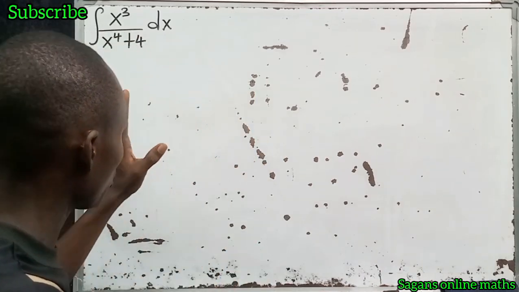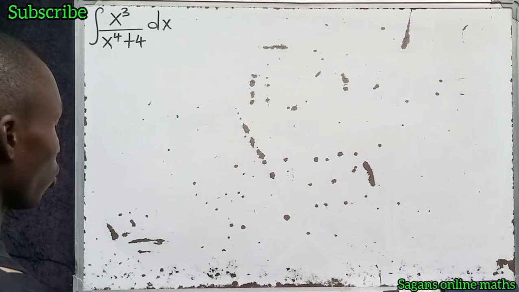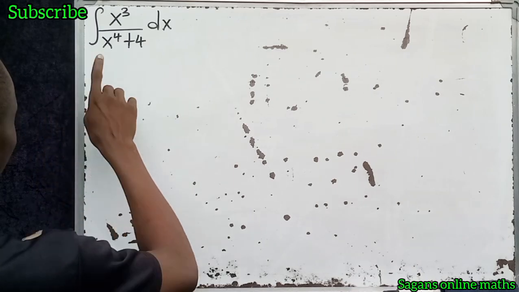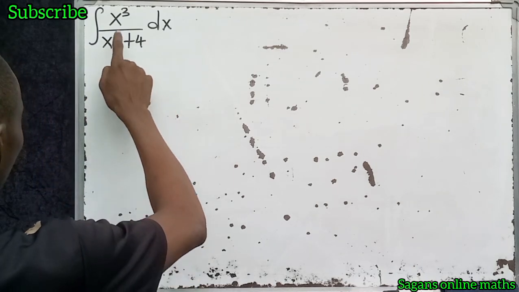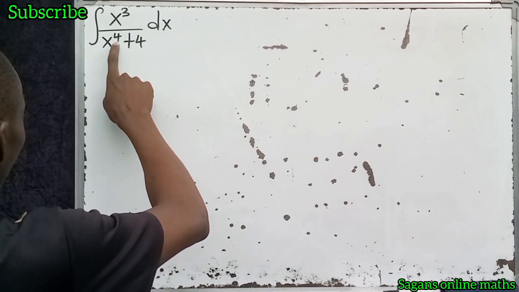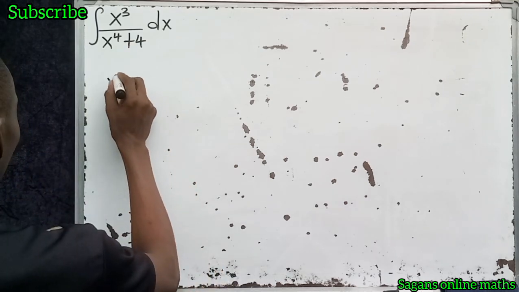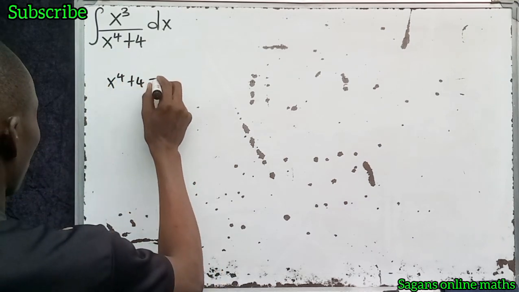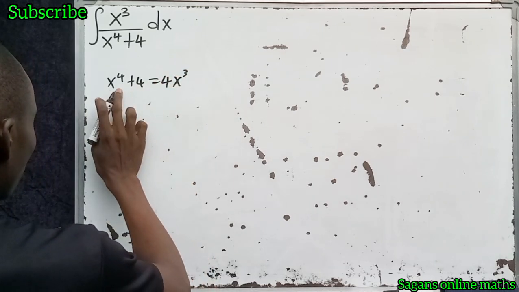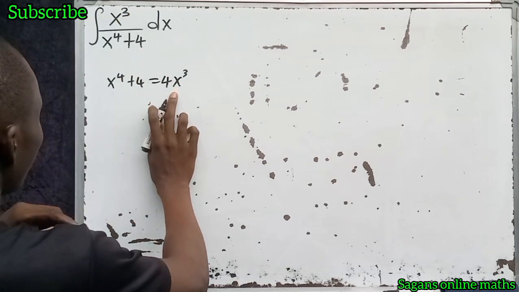Now, this is the function given, and we have x to the power of 3 divided by x to the power of 4 plus 4. Whenever you differentiate the denominator and it looks exactly like the numerator, just take the natural logarithm of the denominator. But here, if we differentiate x to the power of 4 plus 4, we are going to have 4x to the power of 3. So the derivative of the denominator is this, but the numerator here is x to the power of 3. It's not the same. Now what are we going to do?